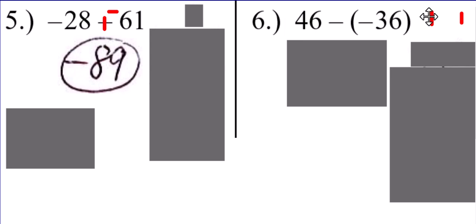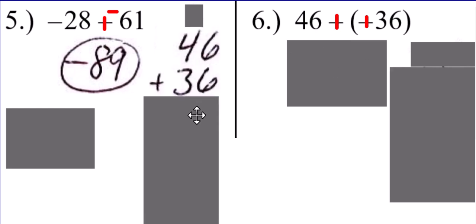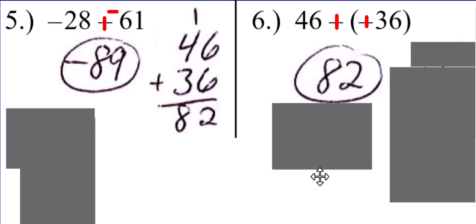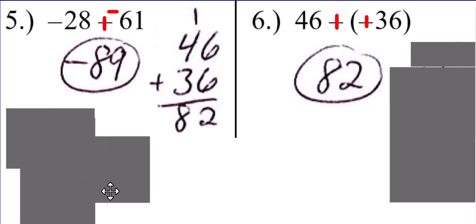Problem number 6. Subtraction is the same as adding by the opposite. And here is where I have this problem. I apologize. I have the side work at the wrong place. 6 plus 6 is 12. We'd carry the 1. 1 plus 4 plus 3 is 7 plus 8. Plus the 1 gives us 8. So that would make this become 82.